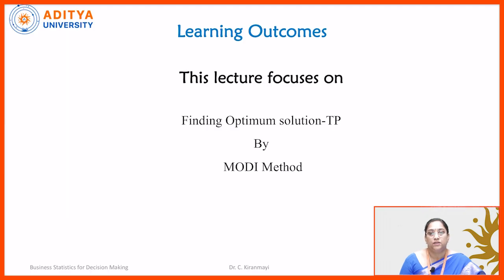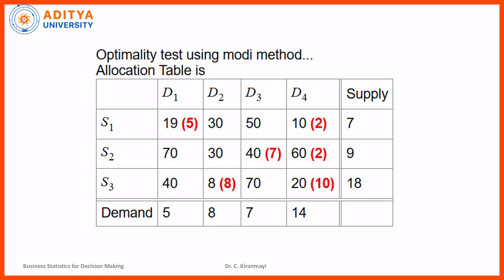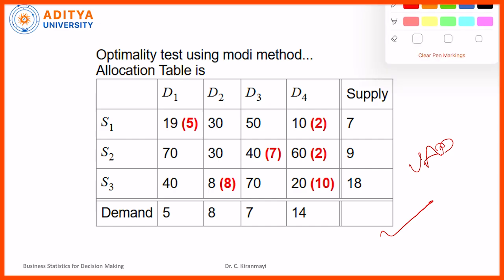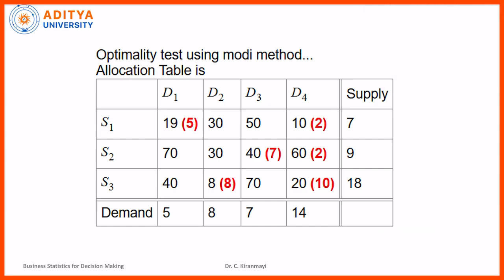In this present lecture, I am going to discuss how to find the optimum solution for the transportation problem using the MODI method, which is called the Modified Distribution Method. So, this is the solution which we have obtained using the VAM technique. This is the initial basic feasible solution which we have obtained using Vogel's approximation method. Now, we have to check whether this IBFS is an optimum solution or not.